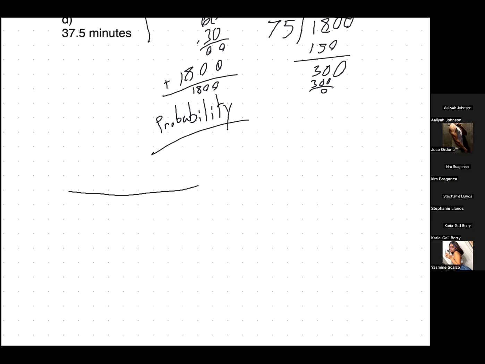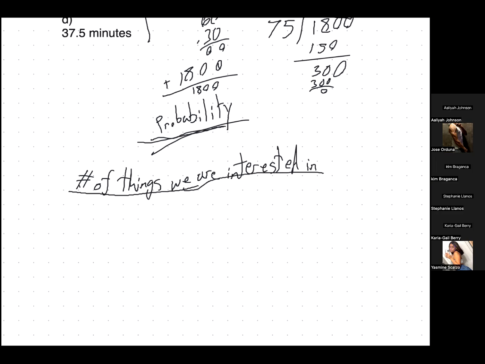All right. So probability, like so many things you do, is very basic. Probability is a fraction. How I explain this is not going to sound like it makes sense at first, and then when I give examples, I hope it makes you go, oh, wow, that does make sense. So probability is a fraction. It's the number of things we are interested in over the total number of things possible.